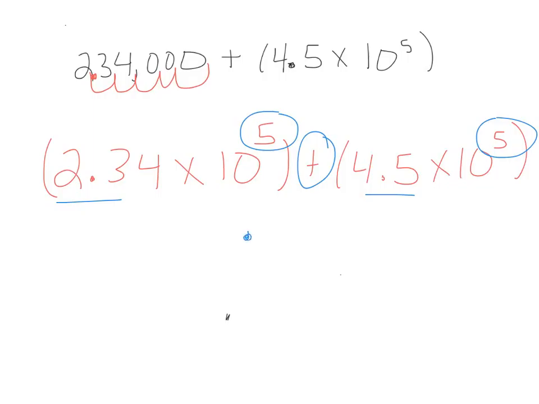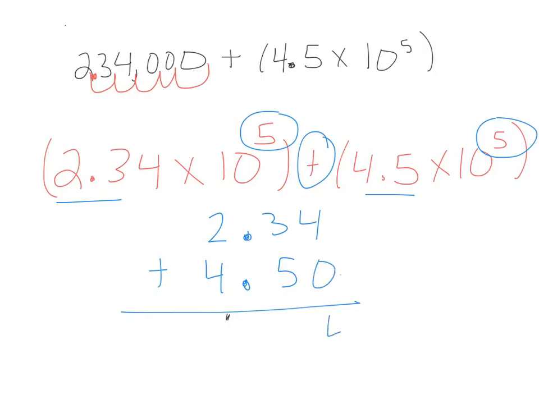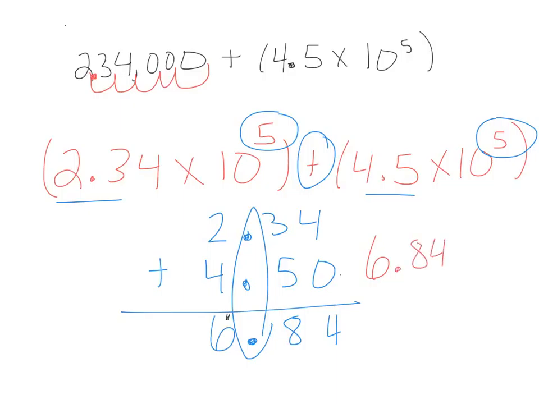I'm going to make sure that my decimal points are lined up. 2 and 34 hundredths plus 4 and 5/10. And add a 0 as a placeholder. That's 4, 8, decimal point 6, and my decimal points are lined up. So I now have 6 and 84 hundredths times 10. What was my exponent, sorry? I had a 5 and a 5, so this is 10 to the 5th power.